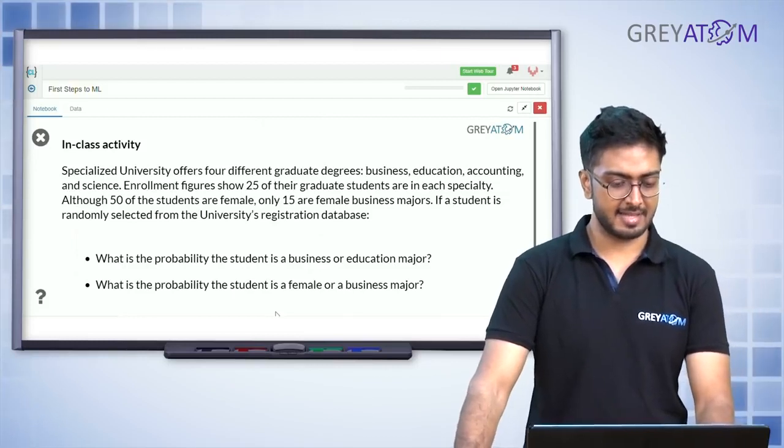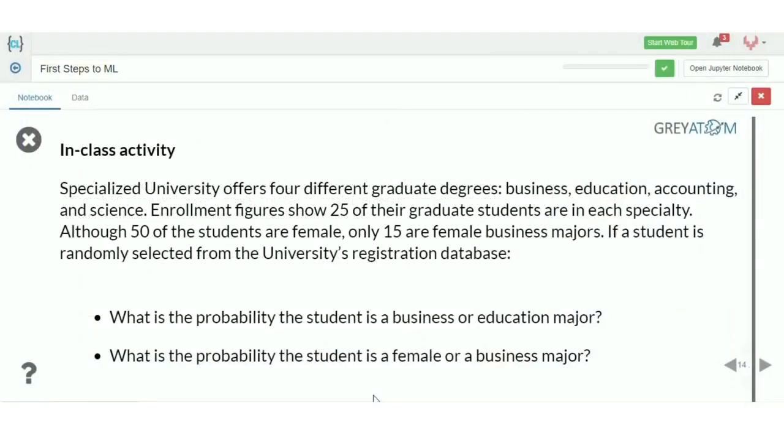Now let's consider this example. A specialized university offers 4 different graduate courses: business, education, accounting, and science. Enrollment figures show that 25% of the graduate students are in each specialty. Although 50% of the students are female, only 15% are female business majors. If a student is randomly selected from the university's registration database, what is the probability that the student is a business or an education major?